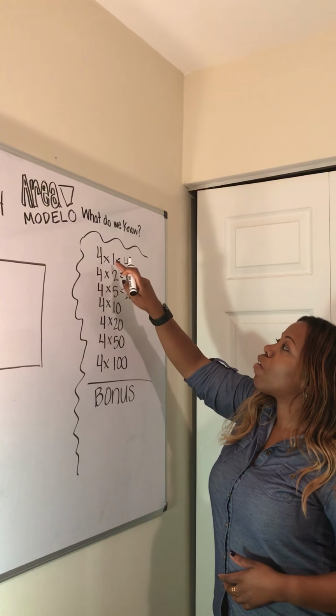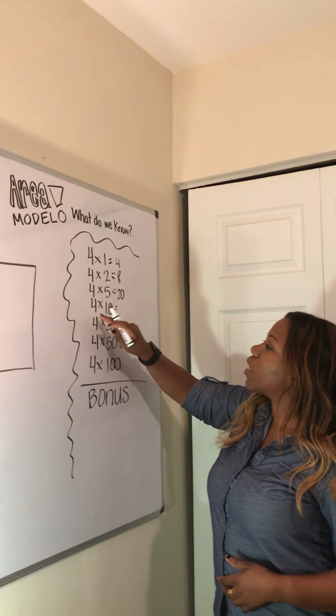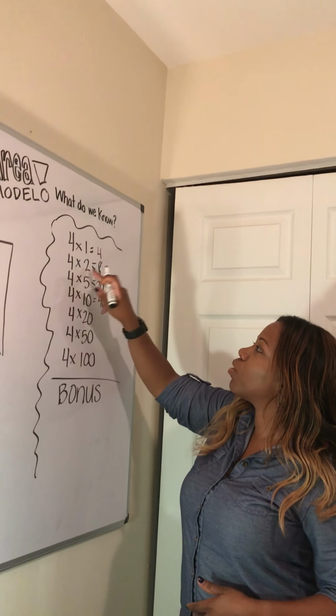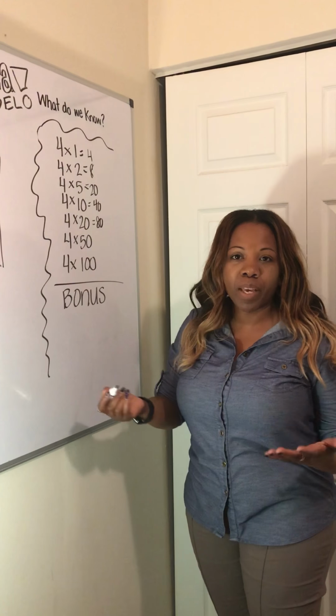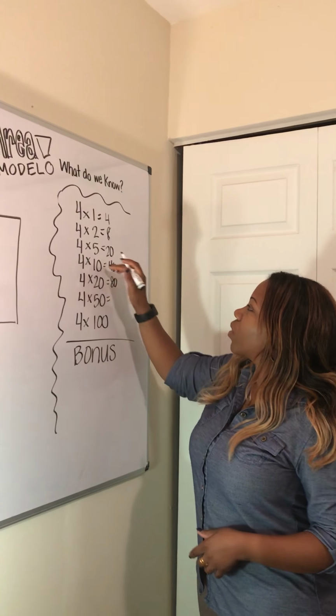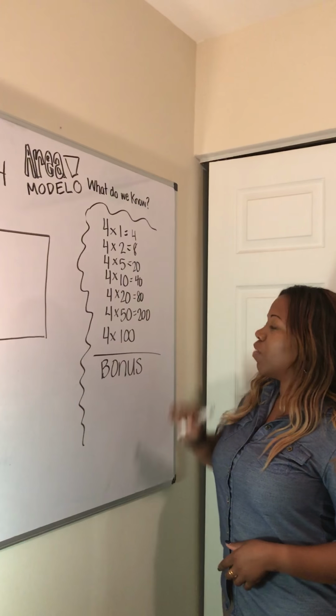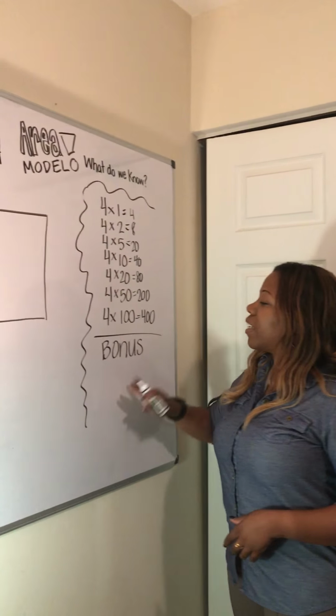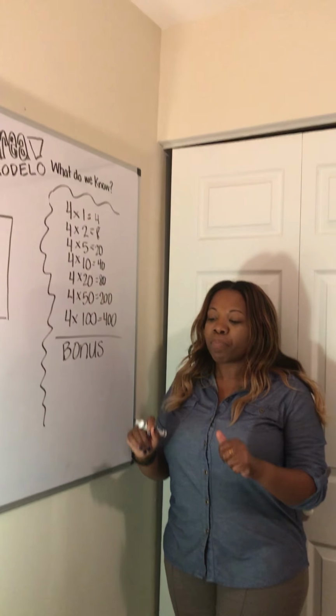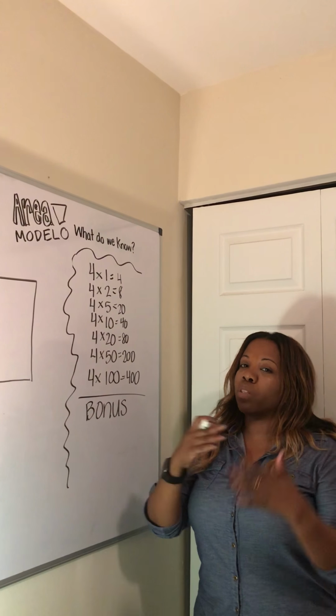20. And if they know that 4 times 1 is 4, then they know that 4 times 10 is 40. If they know that 4 times 2 is 8, they know that 4 times 20 is 80, and so on. That's just base 10. So then we have 4 times 5 is 20, 4 times 50 is 200, 4 times 100 is 400. Bonus I like to give because some kids may not know all of their facts, and know some of their facts.